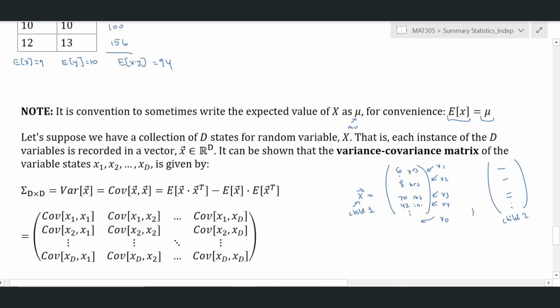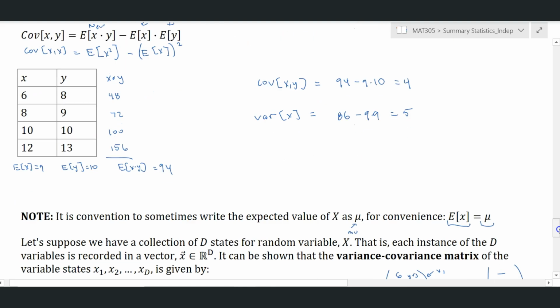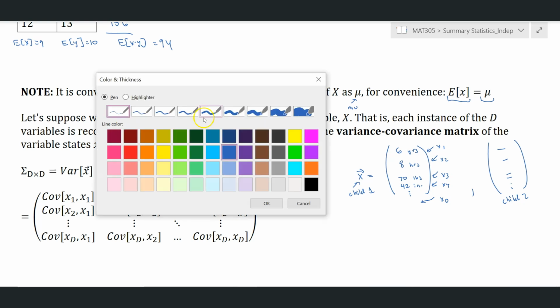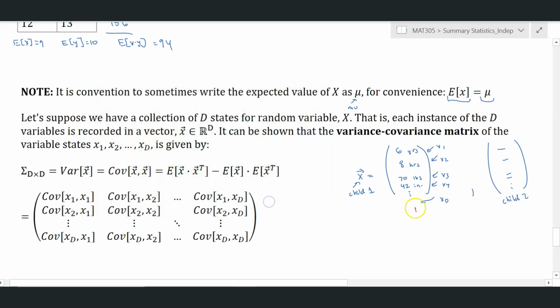Not only that, but we also want to know how these things covary. So I want to know how years and hours of play covary. We've already computed that. We found the covariance to be 4. But I also want the covariance between age and weight, age and height, time outside and weight, time outside. I want all the covariances, right? So what I'm going to do is build a variance covariance matrix. This vector lives in Rd. It has d components, meaning it is a d by 1 vector. Each of these is a d by 1.